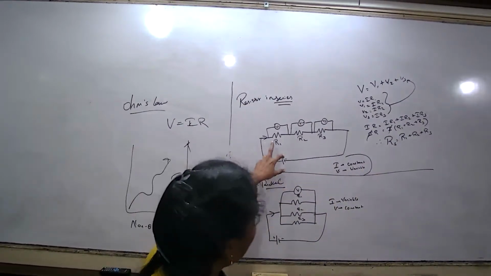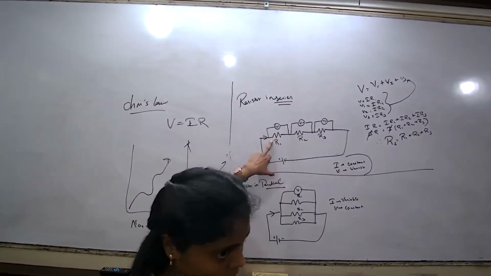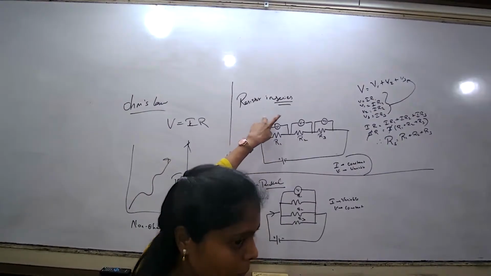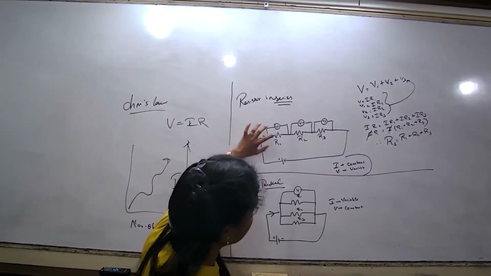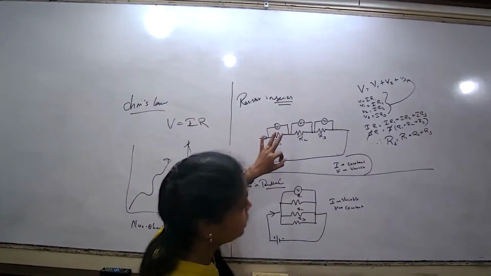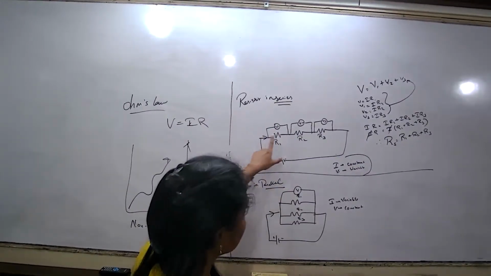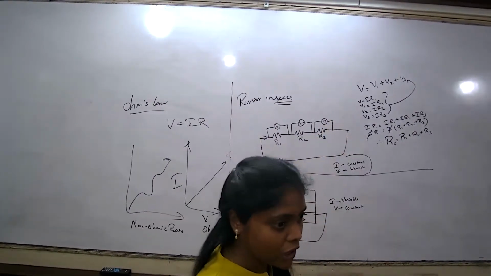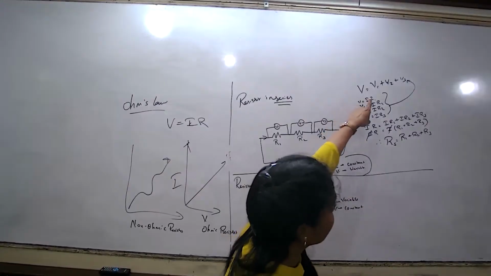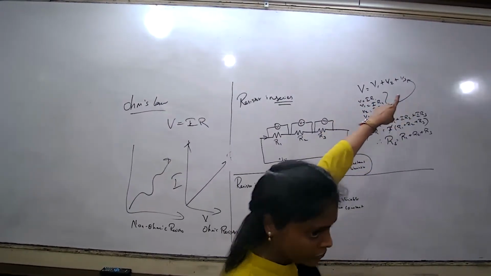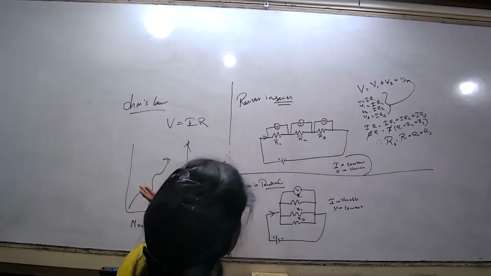Okay, so I already told you whenever we are connecting a resistor, we have to connect the voltmeter parallel to it. So I am connecting one at every node, so I am getting 3 voltmeters. Okay, so I find the value of the voltage: V equal to V1 plus V2 plus V3. I am implementing Ohm's law here.